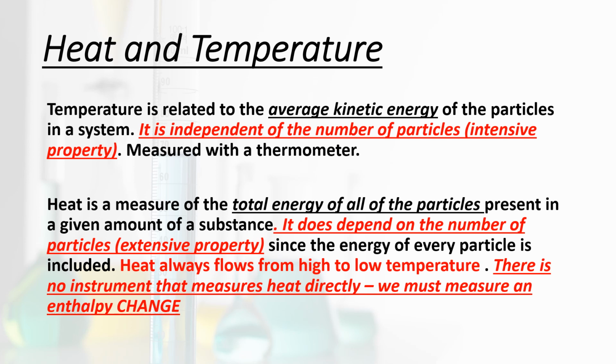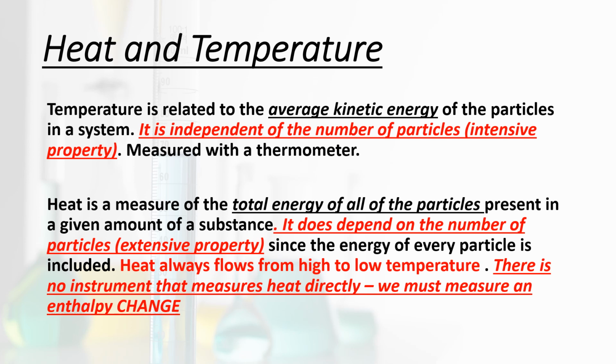An important distinction to clear up here is the difference between heat and temperature. We've been talking about heat as an energy change, and that's absolutely true. Heat is a measure of the total energy of all the particles present in a given amount of substance. This differs from temperature, because temperature is related to the average kinetic energy. The key thing there is that it's an average, so it depends not only on the total energy but on how many particles we have. To calculate the average, we take the total energy and divide it by the number of particles. So temperature is related to the average kinetic energy of the particles.